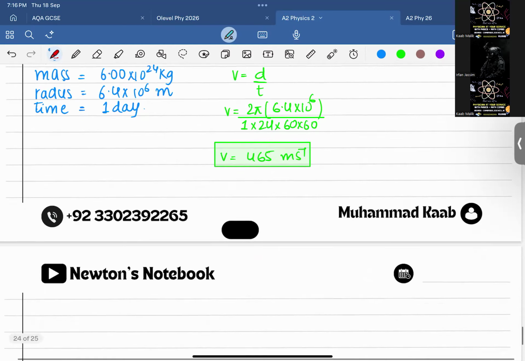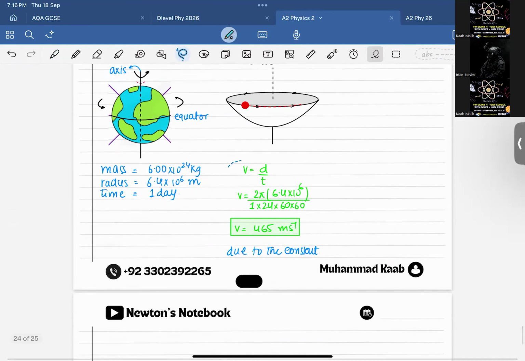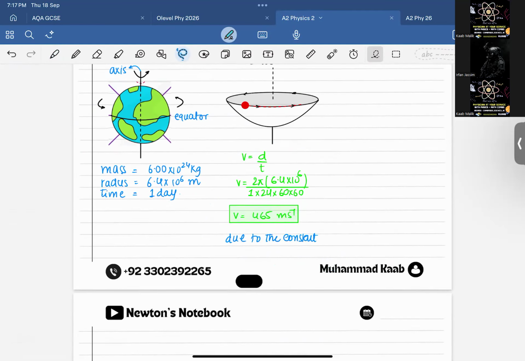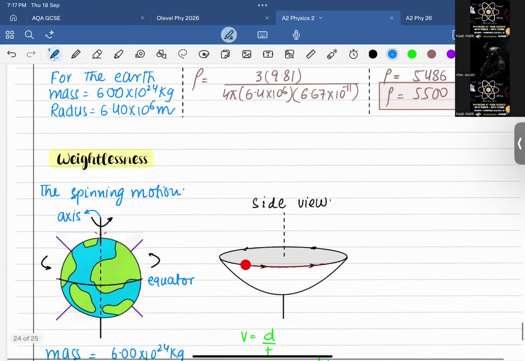Now, so we can say that due to the constant motion, we can't feel anything, right? So this is due to the constant motion, right?